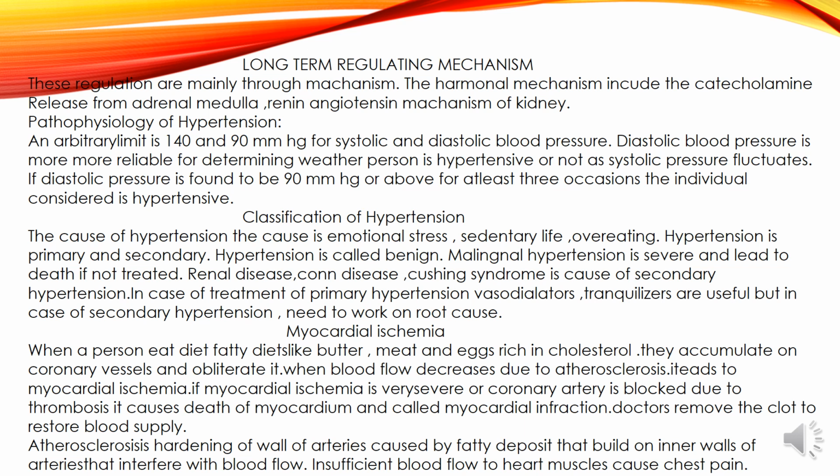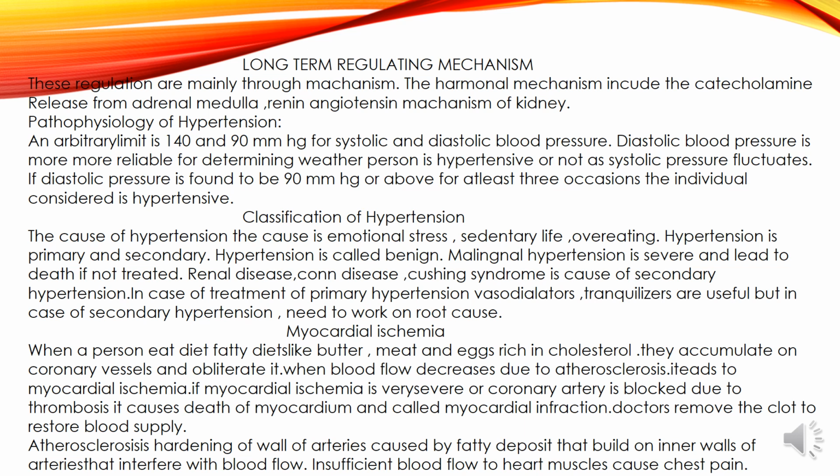Pathophysiology of hypertension. The arbitrary limit is 140 and 90 mmHg for systolic and diastolic blood pressure. The diastolic blood pressure is more reliable for determining whether a person is hypertensive or not, as systolic pressure fluctuates. So, whenever you want to determine whether the person is hypertensive or having a high BP regularly, you need to check the diastolic blood pressure. Why? Because the systolic blood pressure always fluctuates.